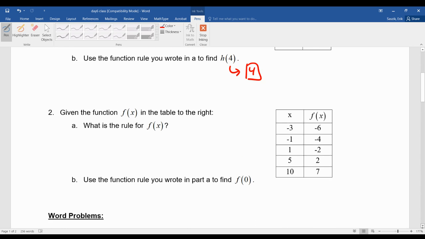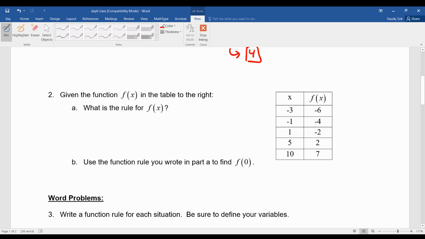Here we're writing a function rule. Again, the first thing I think of is a subtraction. Subtract 3. Hey, it works. Actually, it works for all of them. So what am I doing to the x column to get to that column? I'm subtracting 3 from x. So that's your function rule. So f of 0, remember that's the input. You just plug it up there. So 0 minus 3, of course, would be negative 3.